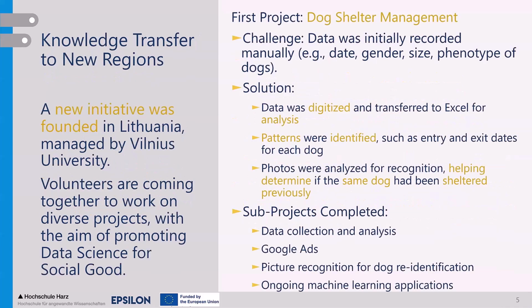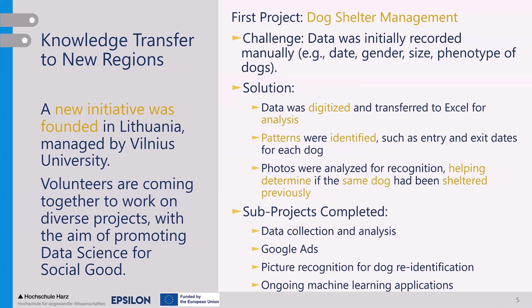When it comes to knowledge transfer to new regions, we set up a new voluntary initiative in Lithuania. We founded it in Vilnius, and there it is managed by the Vilnius universities. So we were able to set up a squad which comprises volunteers who work on diverse projects with the goal of promoting data science for good in Lithuania. We also initiated the first project, and here the project partner was the dog shelter management in Lithuania.